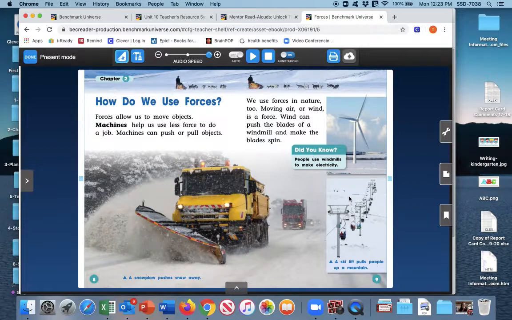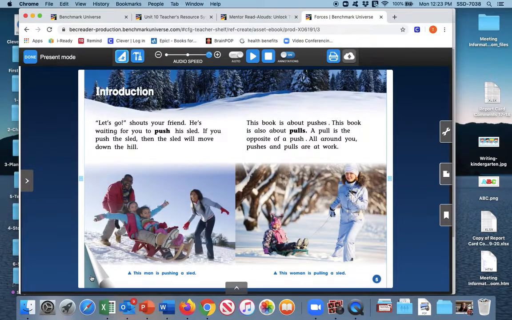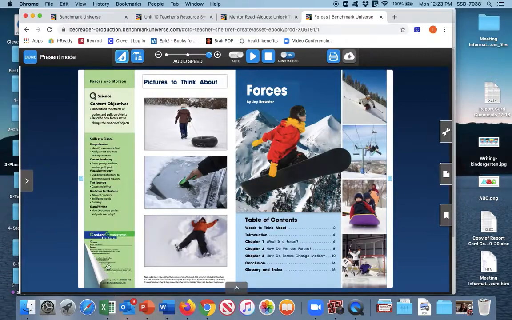Now we're going to be looking at text features. Okay, so for instance, what is one text feature that can help you find information about forces? So we're going to turn back to the very beginning of our book to this page, and we see right here the table of contents. We also see the title. What is one text feature that can help you find information about forces?